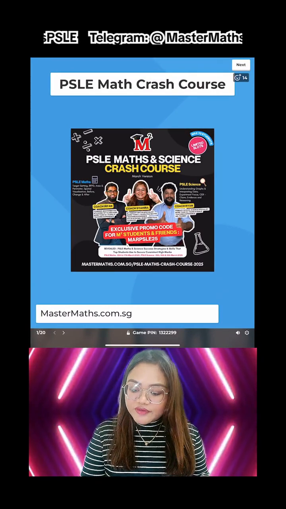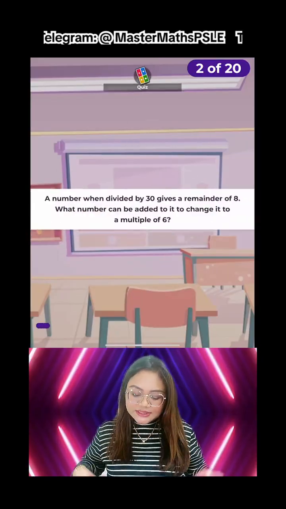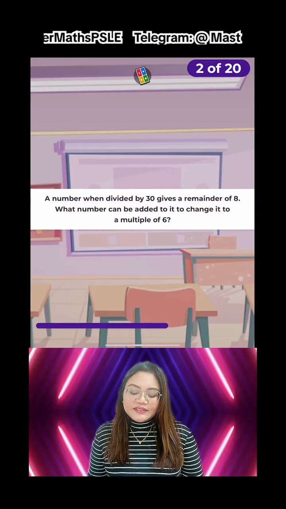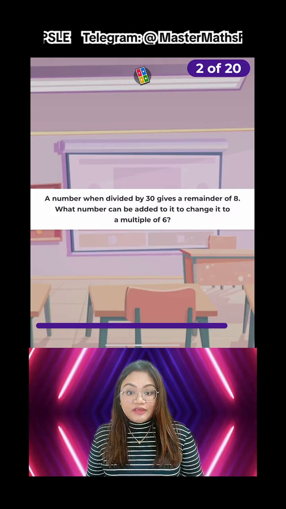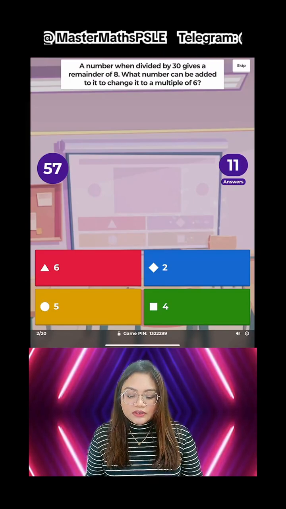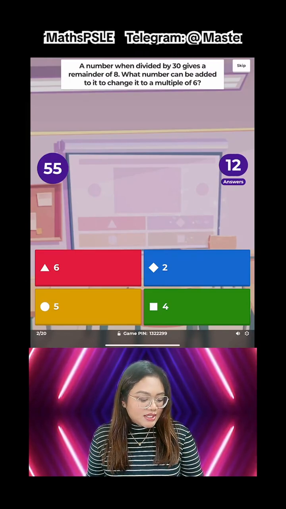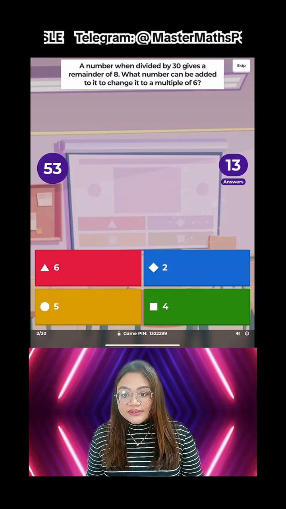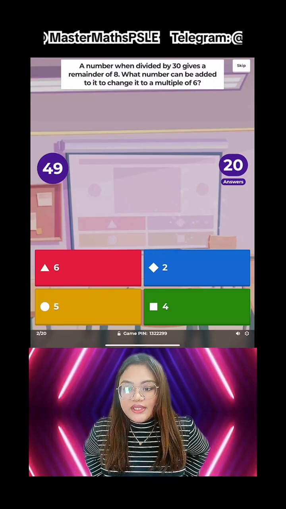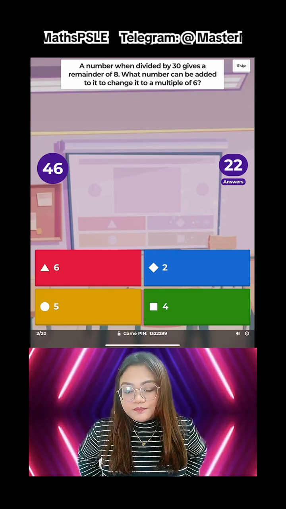Right now. First question. Let's take a look. First question. A number when divided by 30 gives a remainder of 8. What number can be added to it to change it to a multiple of 6? Okay, so what can this answer be?